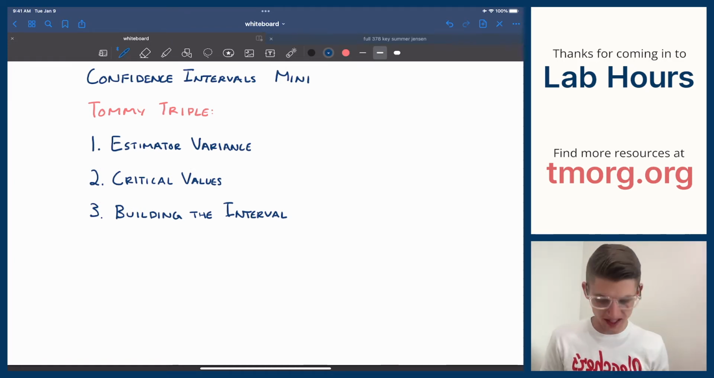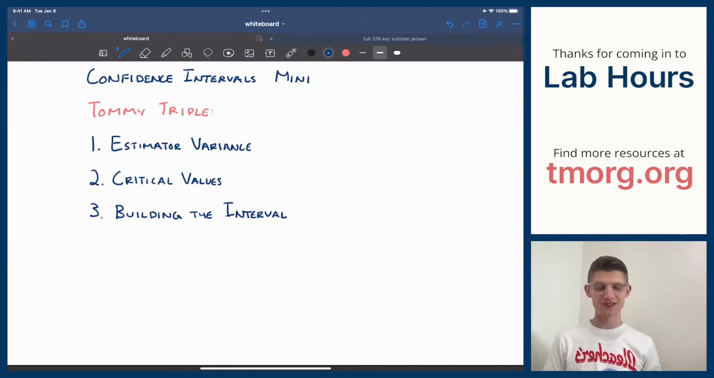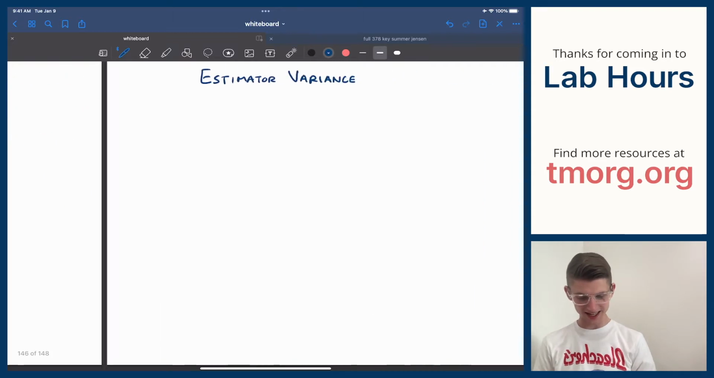Today we are talking about the confidence intervals mini lecture. That is to say, we're going to be talking about confidence intervals. The Tommy triple that I have for you today touches on estimator variance, which is kind of a throwback to the last mini lecture in a lot of ways, but we're going to talk about how we handle it. We'll then talk about critical values and building the actual confidence intervals, what they are, what they do, what their purpose is, and so on and so forth. Let's go ahead and jump right in.